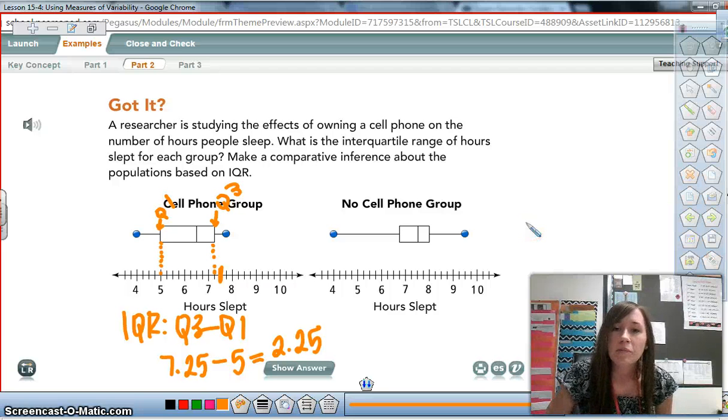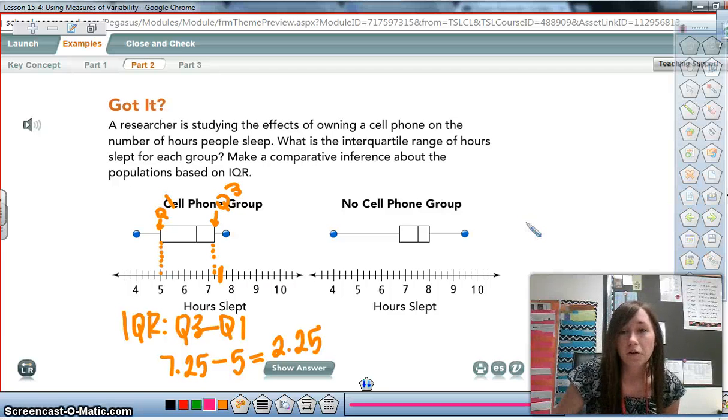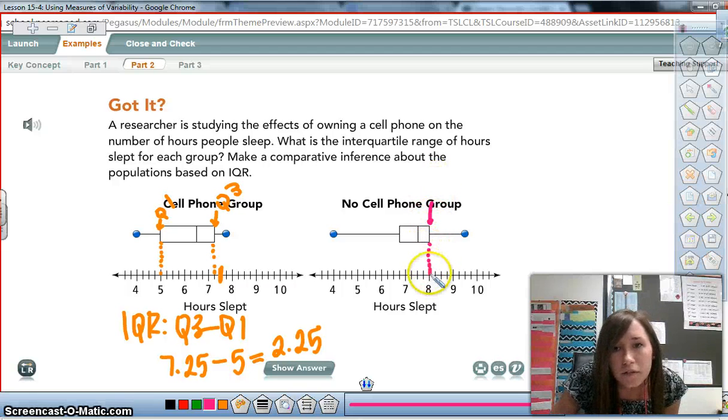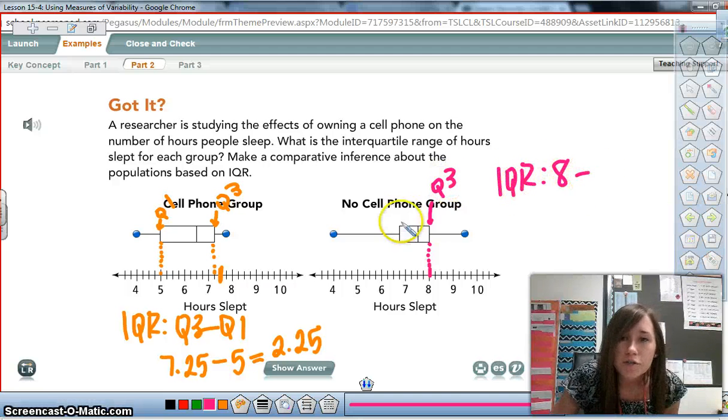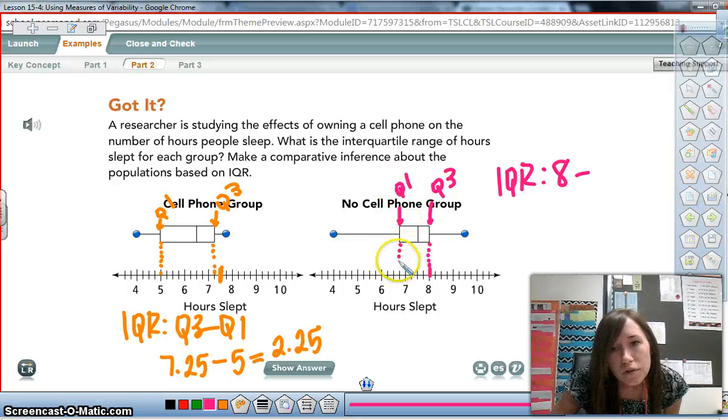Okay, in our group of people that did not have a cell phone, our 3rd quartile looks to be 8, minus our 1st quartile, which looks to be, let's see, that would be 6.5 in the middle. So this would be 6.75.